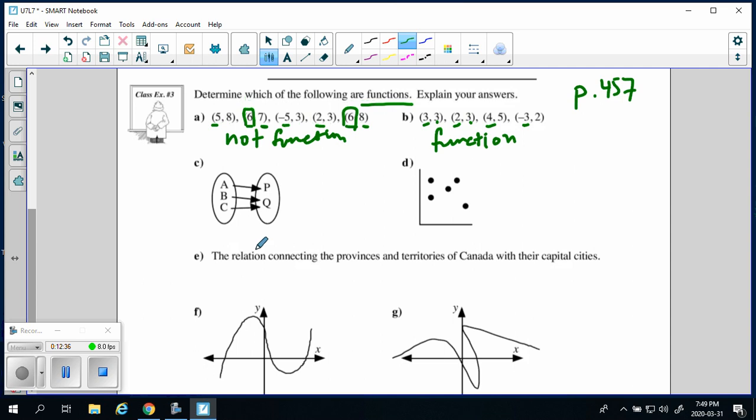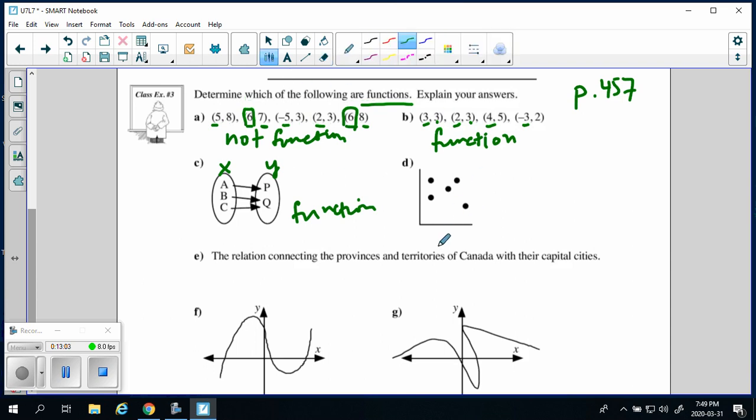So let's look at this mapping diagram. If we look at our x values over here and our y values over here, we're just looking to see if an x value actually maps to more than one y value, and it doesn't. Every x value only maps to one y value, so this is a function. If it looked like this, that would ruin it and it wouldn't be a function anymore because then the letter A would map to two different letters.